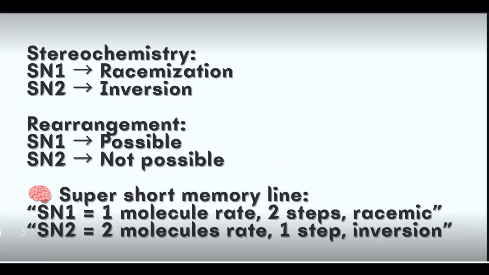Now we see the stereochemistry. In SN1, racemization will form. In SN2, an inversion product will form. Next we'll see rearrangement. In SN1 rearrangement is possible, but in SN2 rearrangement is not possible. And the final super short memory line: SN1 is equal to unimolecular rate, 2 steps and racemate. And SN2 is equal to bimolecular rate, 1 step and inversion.